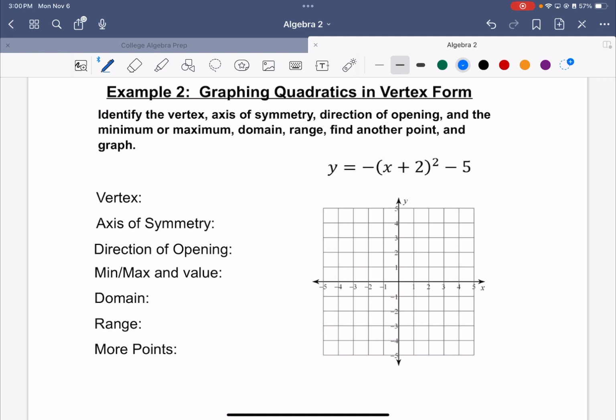Same directions, but now our equation is y is equal to negative, and then parentheses (x + 2)^2 - 5.